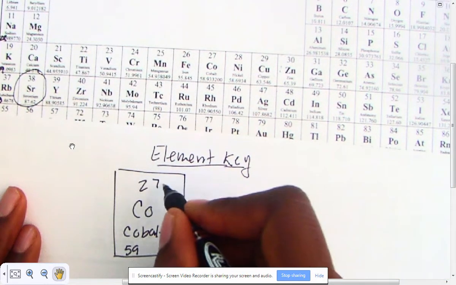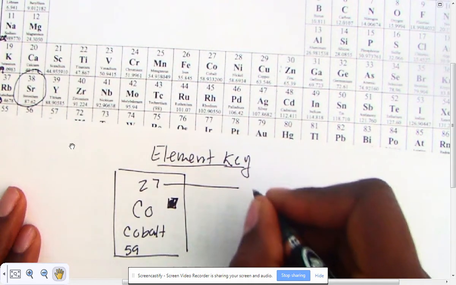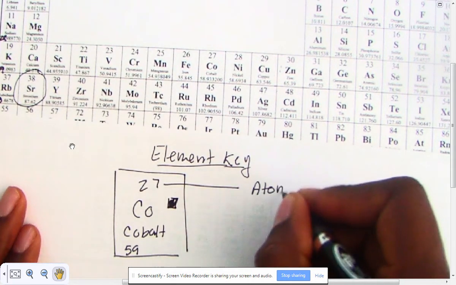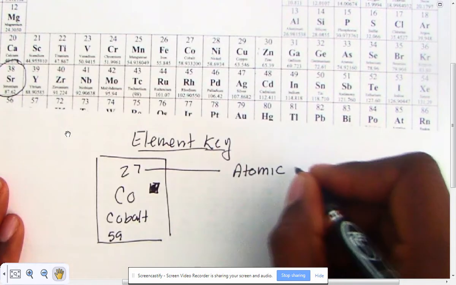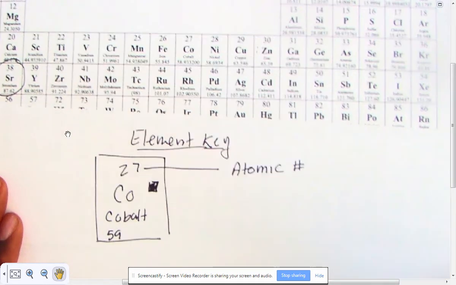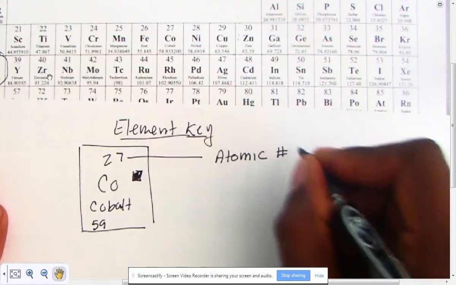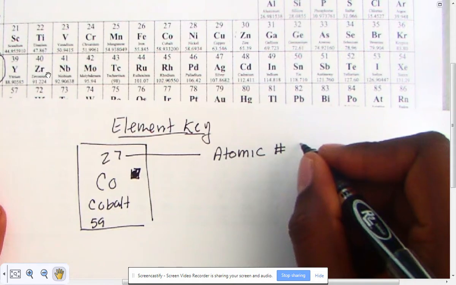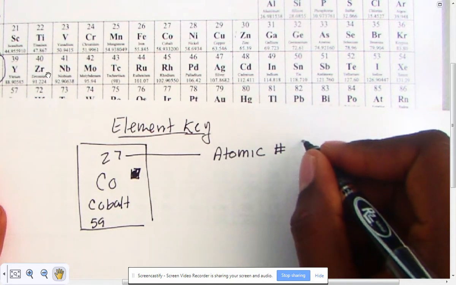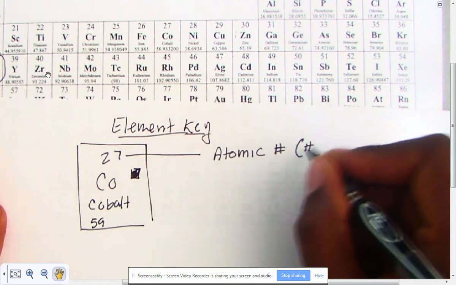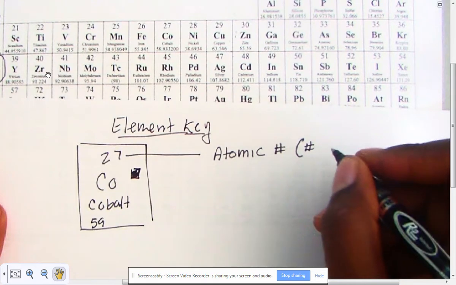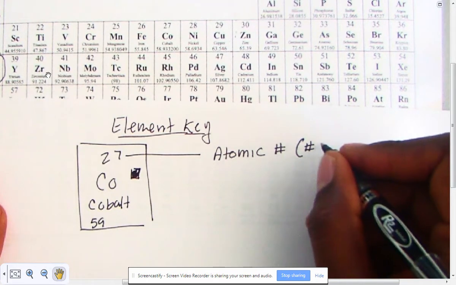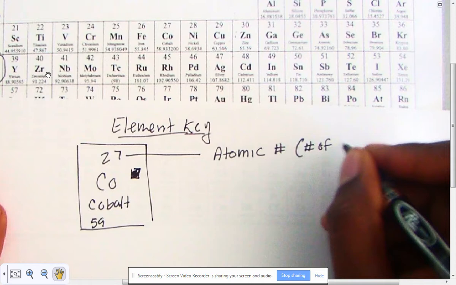So the number there is called the atomic number. Now, based on the video that we watched, the atomic number tells you something about the atom. It tells you the number of protons found in each atom of cobalt. And that number is 27. So every cobalt atom has 27 protons. Number of protons.